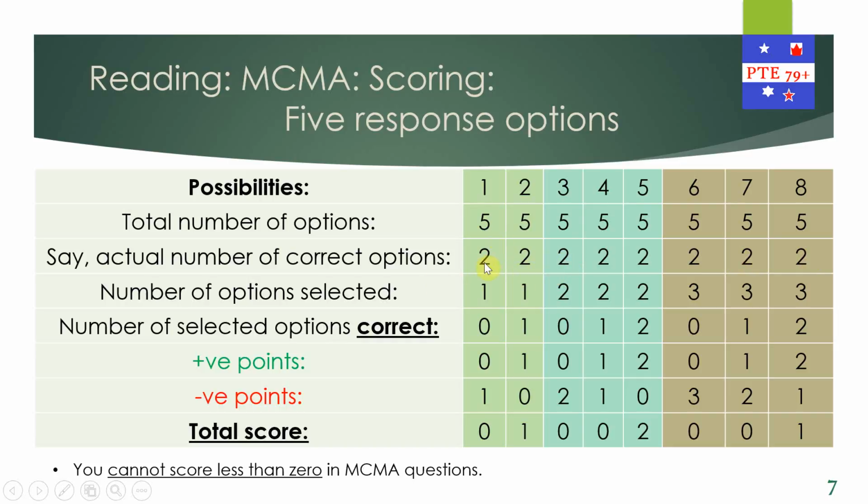So okay, and I've assumed that for every question there are only going to be 2 correct answers. They can be 3 also, but this is just an example, so let's assume only 2 are correct. And then how many selections do you make? 1 selection, 2 selections, or 3 selections? There are different possibilities. Okay, so from this slide all you need to understand is you cannot score less than 0 in multiple choice multiple answer questions.